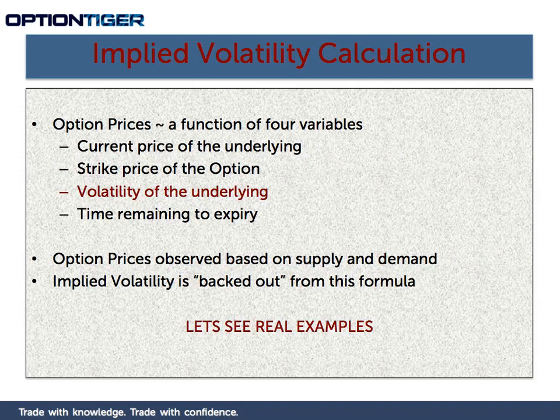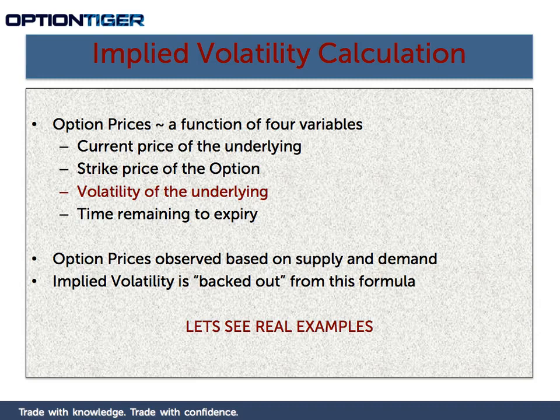Let's look at our options pricing formula again. We know that option prices are a function of four variables. The one is the current price of the underlying and the strike price of the option. These two factors tell you how likely an option is going to end up in the money. So those two factors actually come down to the same factor. Then we have the volatility of the underlying, or the implied volatility of the stock. And then we have the time remaining to expiry.